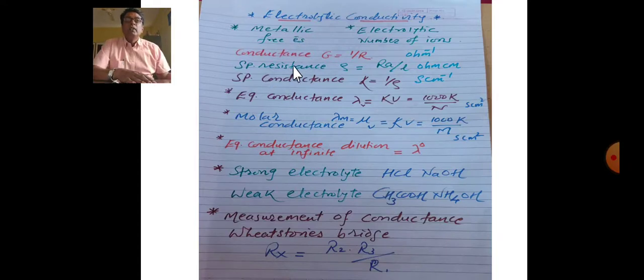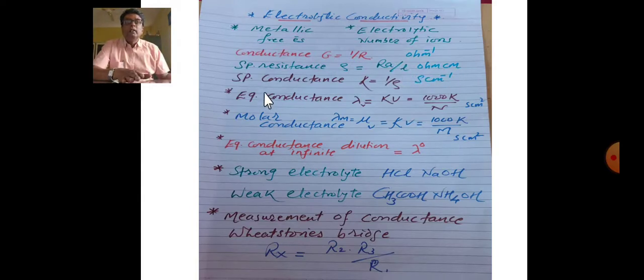Now the term we have seen is conductance, which is denoted by the letter G, the reciprocal of resistance. So G is equal to 1 divided by R, and its unit is ohm raised to minus 1, or it is called per ohm. The second term we have seen is specific resistance, denoted by the letter rho. Rho is equal to Ra divided by L, and its unit is ohm centimeter.